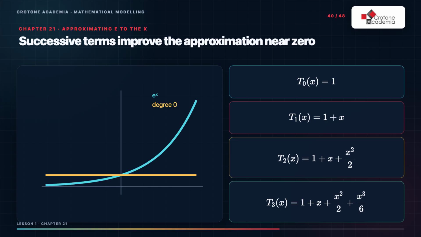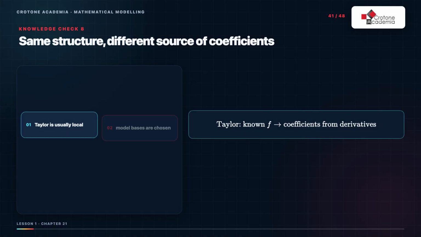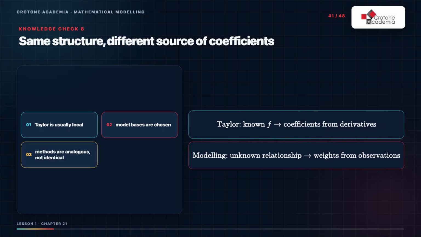Expanding the viewing range reveals an important limitation. A low-order local approximation may become poor far from the expansion point. The successive curves make the weighted polynomial structure visible. Taylor expansion and data modeling share a weighted basis structure, but they are not the same method.